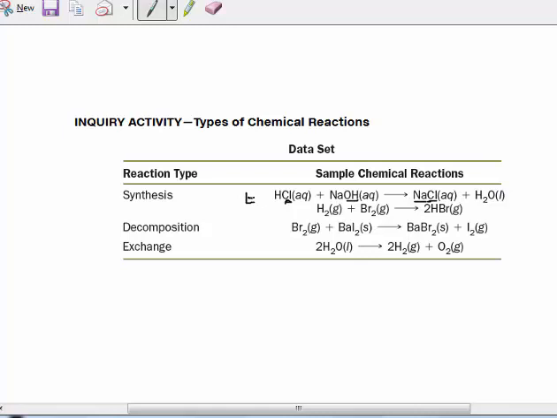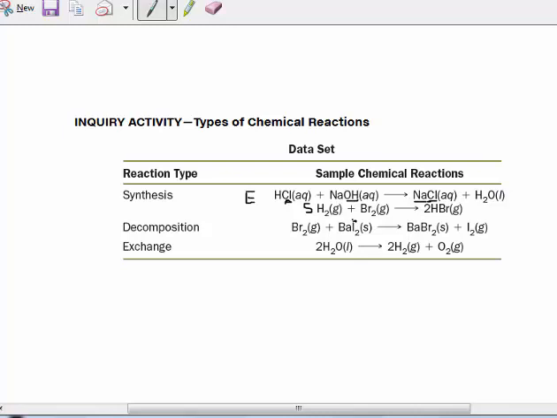The second reaction, H2 plus Br2 to form HBr, is a synthesis. We have two reactants forming one product. The next chemical reaction, Br2 plus BaI2 forming BaBr2 plus I2, is an exchange.